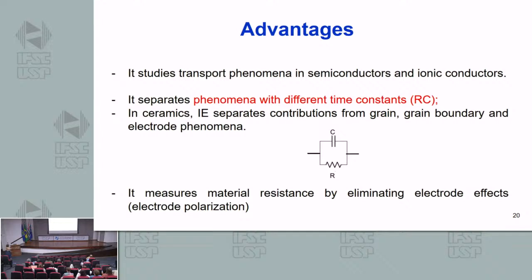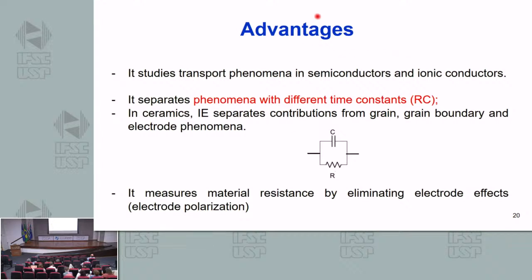Okay, the advantage of applying impedance spectroscopy: it studies the transport phenomena in semiconductors and ionic conductors. It separates phenomena with different time constants. The time constant is the product of resistance and capacitance. If you take the SI units of resistance and capacitance, you will see that the product of both is seconds. That's why we call it a time constant.